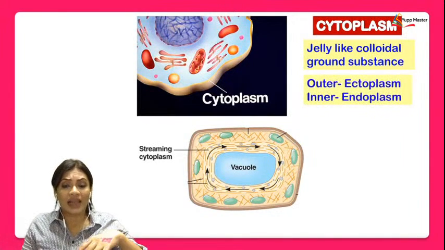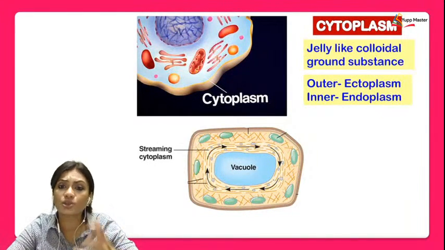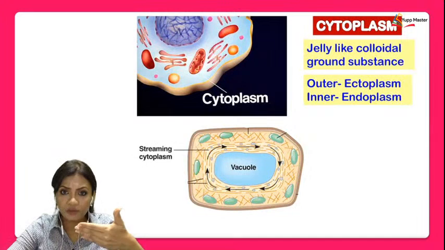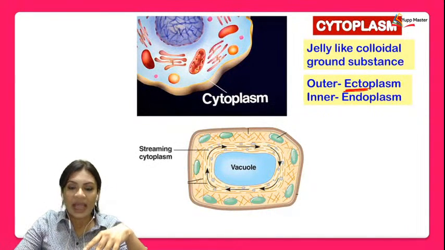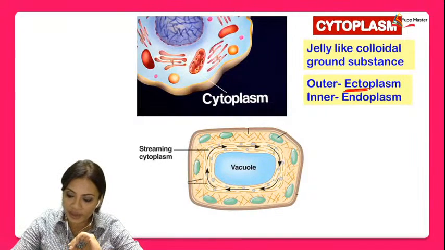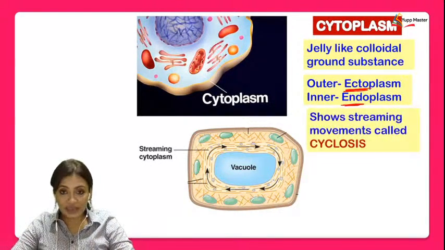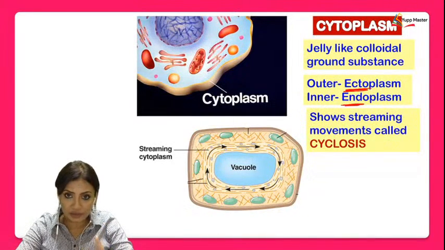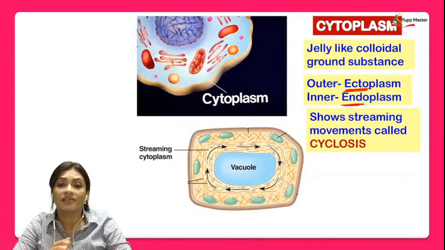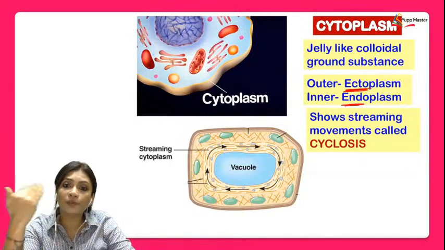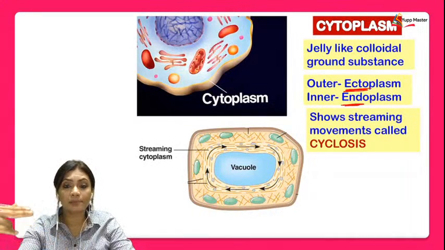The cytoplasm also basically has two layers. There is an outer layer which is going to be called the ectoplasm because it is outer, and an inner layer which is going to be called the endoplasm because it is the inner layer. Also we see, unlike the prokaryotic cells, in the cytoplasm of a eukaryotic cell, the cytoplasm shows movements happening all the time. So there is a streaming type of cytoplasm.